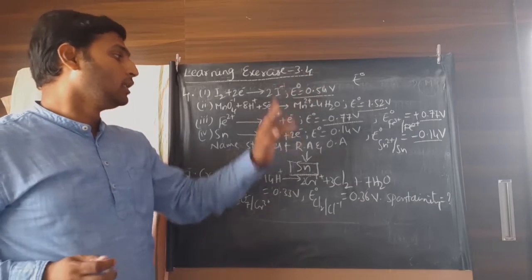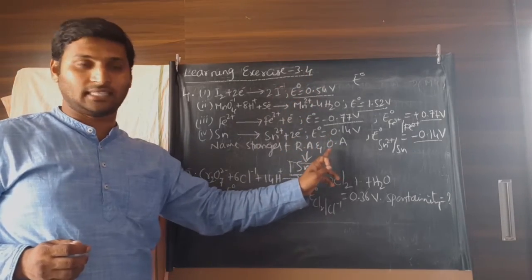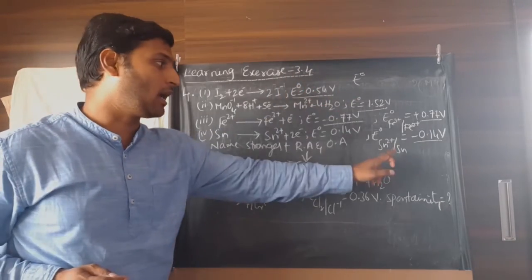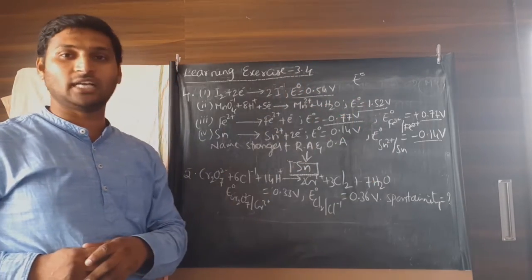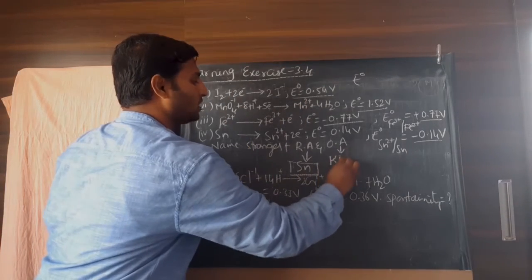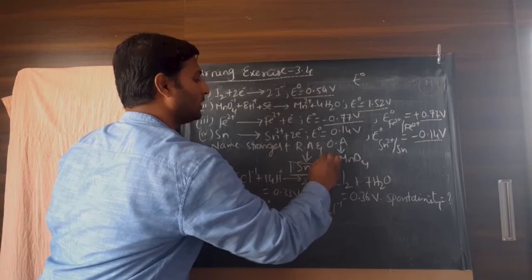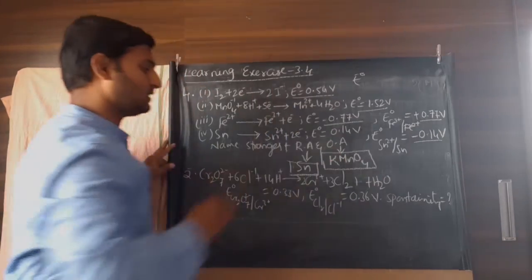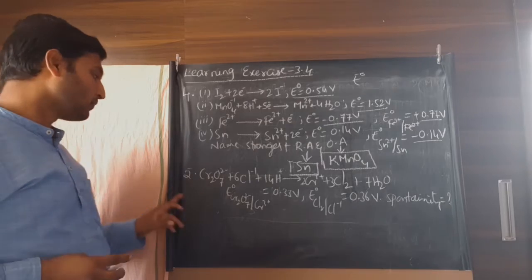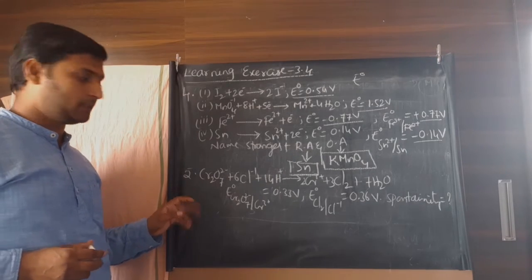Similarly, to get the oxidizing capacity, you must check for the highest electrode potential. Among all the 4, the highest electrode potential is for permanganate. So, potassium permanganate is the strongest oxidizing agent and tin is the strongest reducing agent. Move on to question number 5.